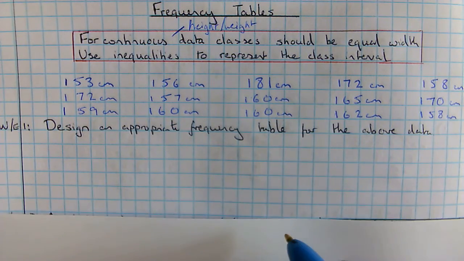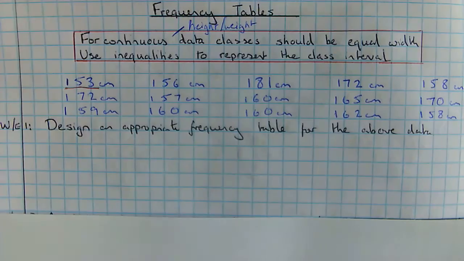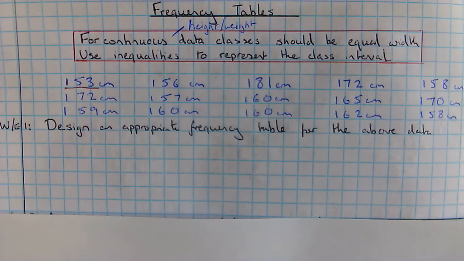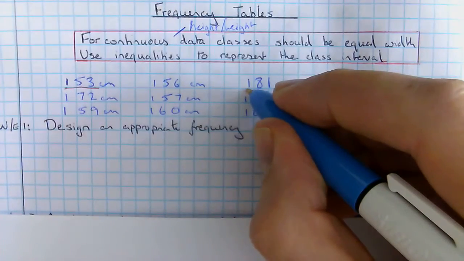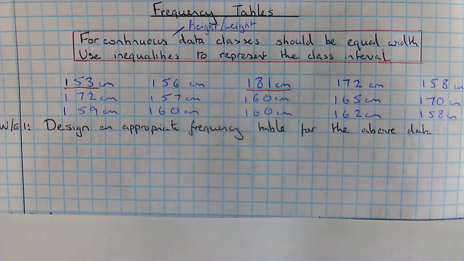The lowest height here is 153 centimetres, so that's my lowest. My tallest height here is 181 centimetres. So what I'm going to do is group them into 150 to 160, 160 to 170, 170 to 180, and 180 and above. But the problem that I have with that is that if I'm on, say, 160, am I in the 150 to 160 class interval, or am I in the 160 to 170 class interval?